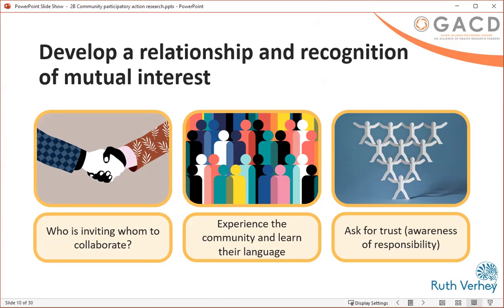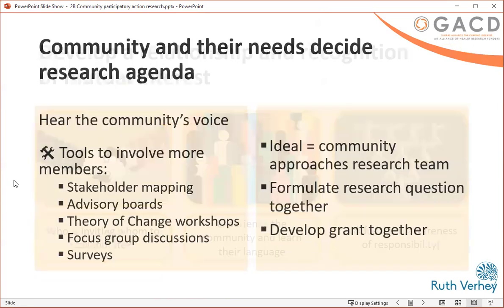So you all know about tools to involve members like stakeholder mapping, advisory boards, theory of change workshops, focus group discussions, surveys, all of those. And the interesting bit here is how are they conducted? How are they laid out? How are they planned? Is the community, for instance, already involved in creating these workshops and the way they are done? And ideally, of course, a community approaches a research team.